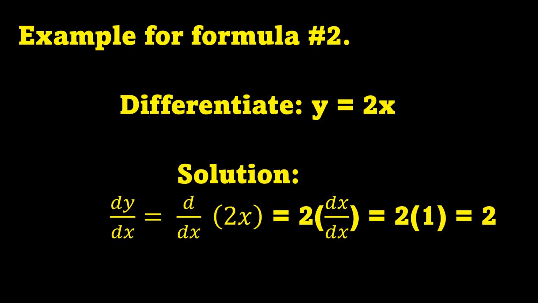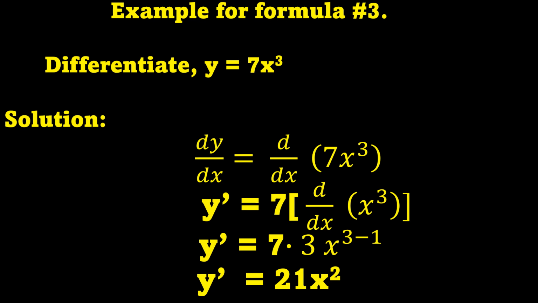Okay? So next, we have here y equals 7x cubed. With your solution, start with the equation. The derivative of y with respect to x is equal to the derivative of 7x cubed with respect to x. And then starting now the process, we write 7 first as the numerical coefficient times the derivative of the variable x raised to a power of 3.